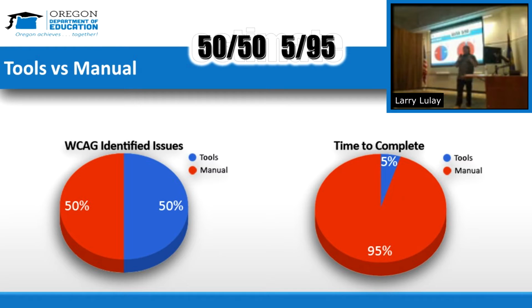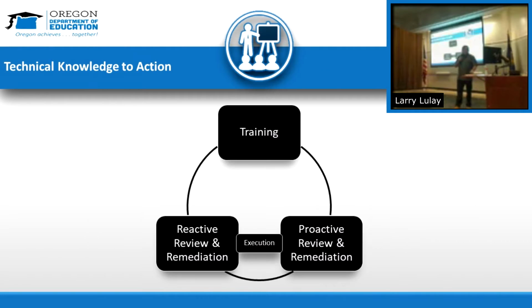And at the end of the process, we individually wrote down the numbers that we thought we spent on each, and they matched. We came up with 5% on tools, and 95% of the time that we spent was on the manual process. So that is an eye-opener, and that's something that everybody needs to be aware of.